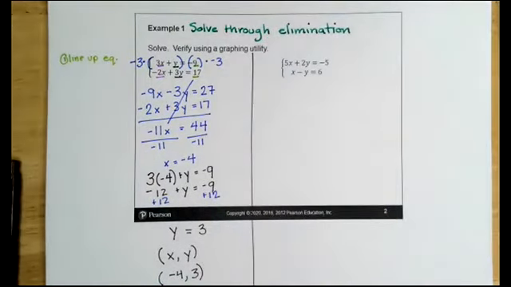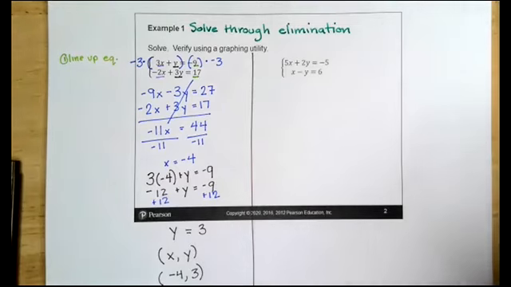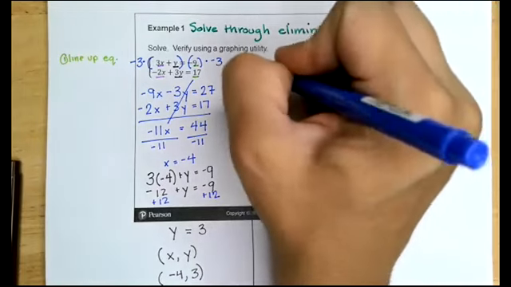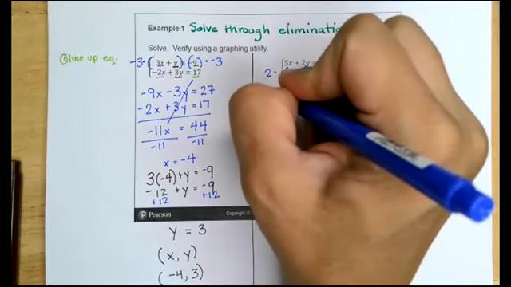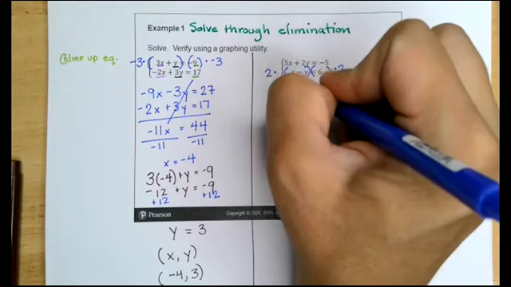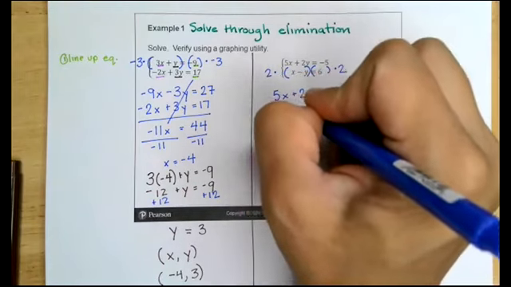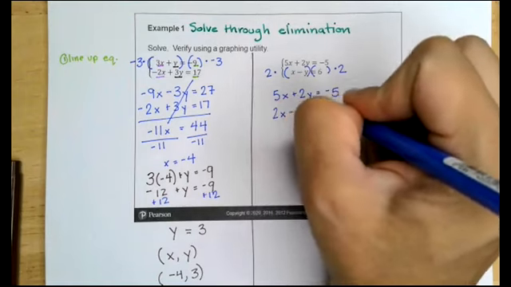Let's do another one. 5x plus 2y equals negative 5. X minus y equals 6. I'm going to multiply this by 2. So now I have 5x plus 2y equals negative 5. And then I have 2x minus 2y equals 12.